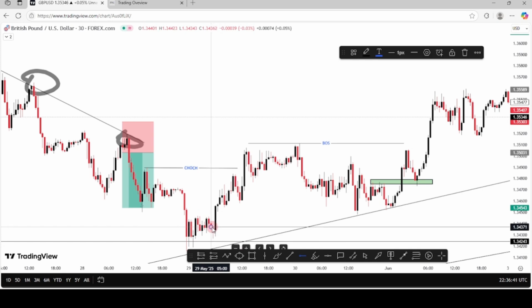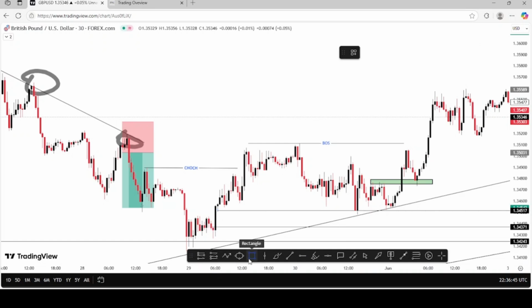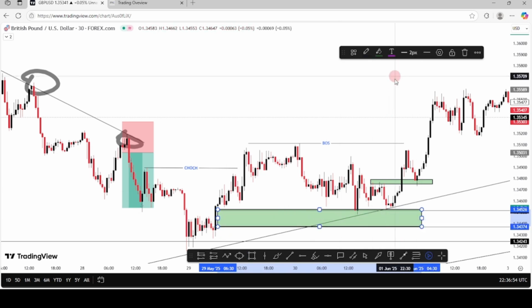So you mark the high of this candle. You also mark the high of this candle. And that place becomes the fair value gap zone. And you can see price comes into the zone, taps into the zone. And what happened? We saw a push from there to the upside.